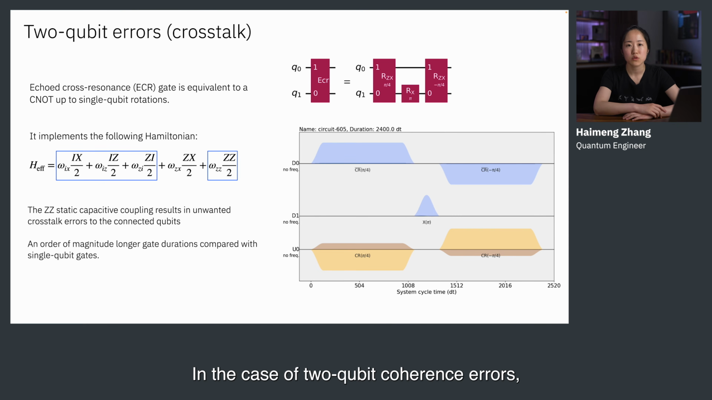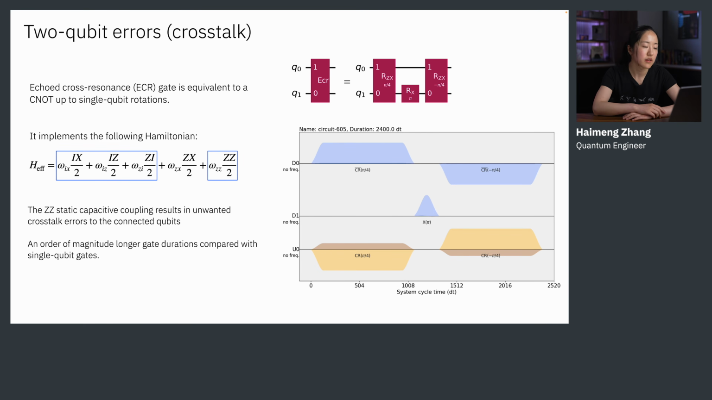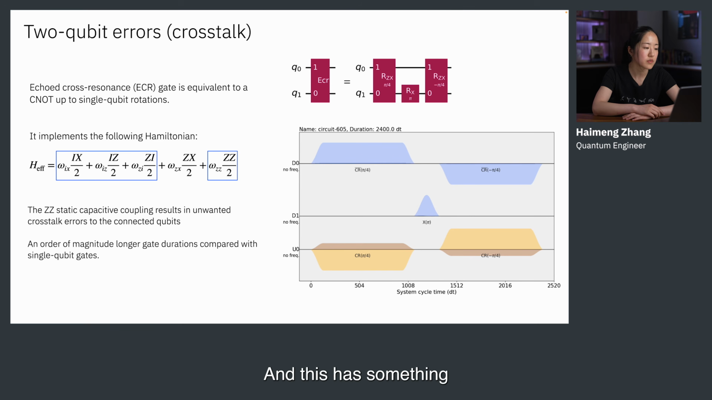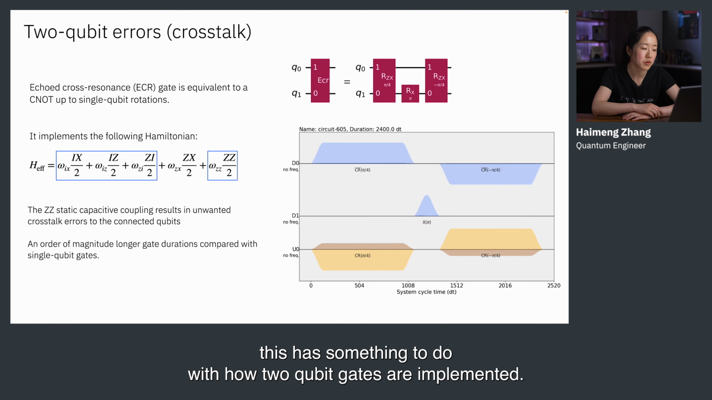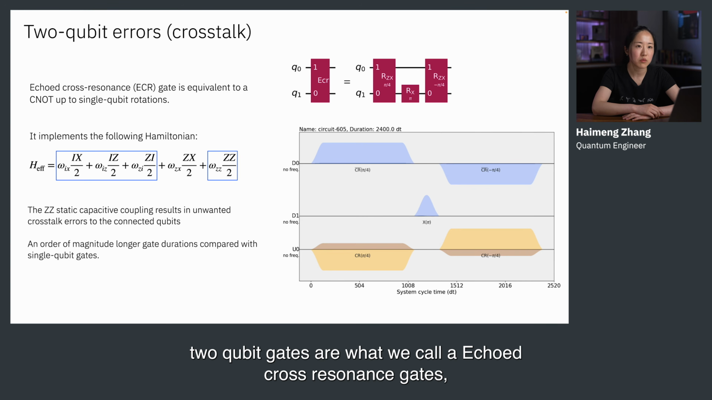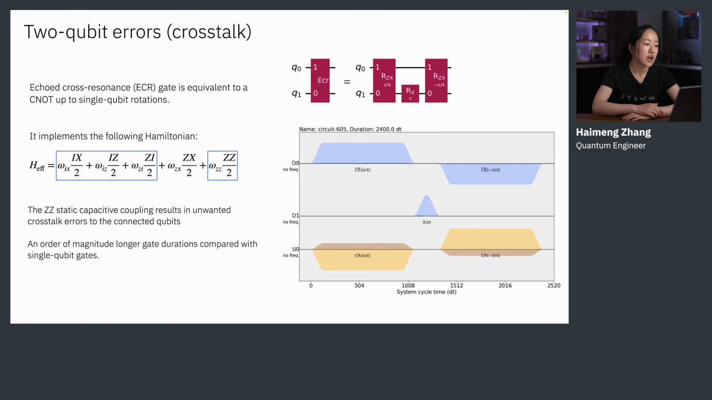In the case of two-qubit coherent errors, that is where we usually deal with what we call crosstalk errors, and this has something to do with how two-qubit gates are implemented. Take the case of Eagle processors, where our native two-qubit gates are what we call echoed cross-resonance gates. They are equivalent to a CNOT gate up to some single qubit rotations.